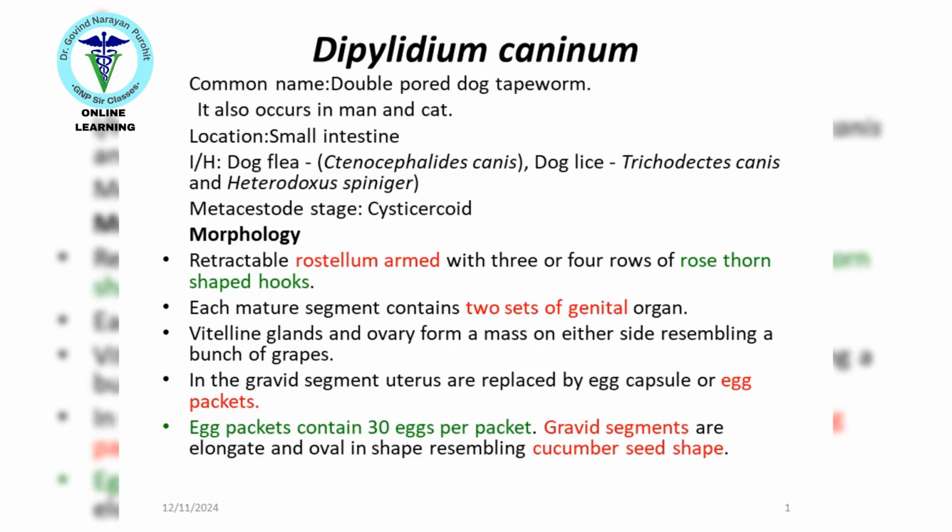Dipylidium caninum, also known as the double-pored dog tapeworm, infects dogs and can also occur in humans. It uses dog fleas as intermediate hosts. The rostellum is retractable and armed with rose thorn-shaped hooks. Each segment contains 2 sets of genital organs, and egg packets contain 30 eggs each.